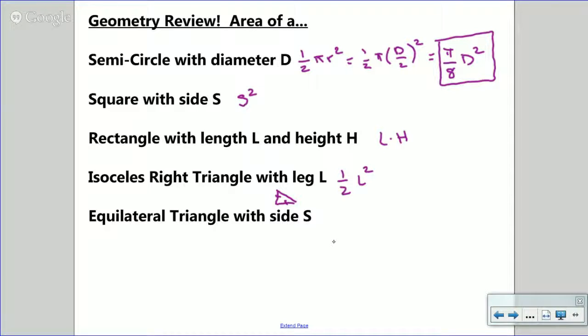All right, and the last one, equilateral triangle with side S. Does anybody know this or remember this from geometry? I'm just going to go ahead and give it to you. And you can look up the proof online if you're interested. But the area of an equilateral triangle with side S is square root of 3 over 4 times side squared. Okay, you need to have each of these memorized. And some are more familiar than others, right? Okay.